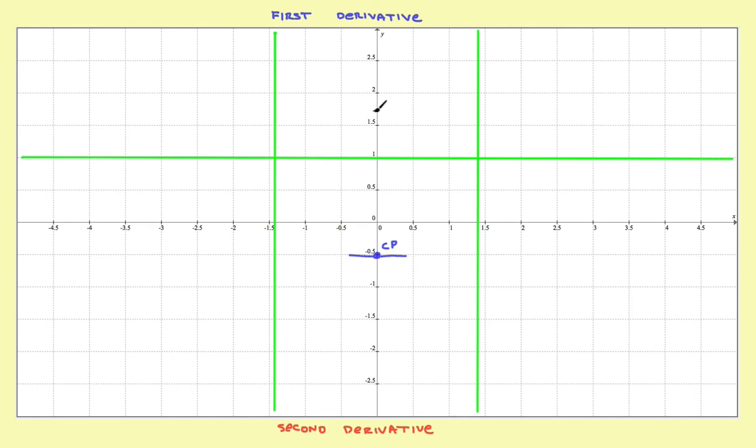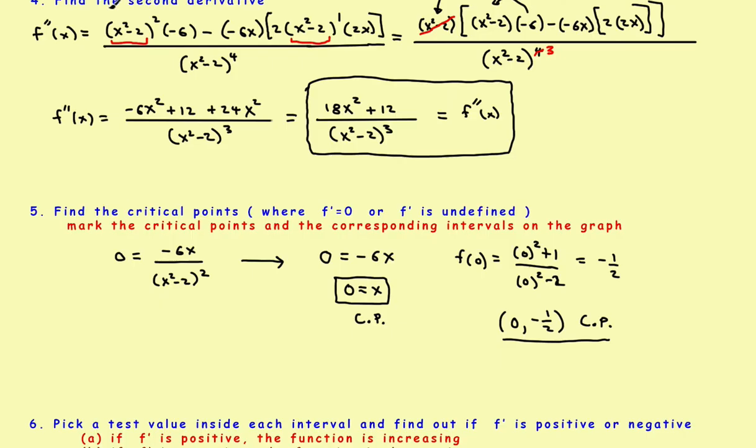Okay, so we've got the critical points. The next thing, let's go back to our outline here, says this: we mark the critical points on the graph, and that's going to divide the graph up into intervals. Now here's where it's going to get a little bit different than a graph that did not have asymptotes. Let's take a look at this.